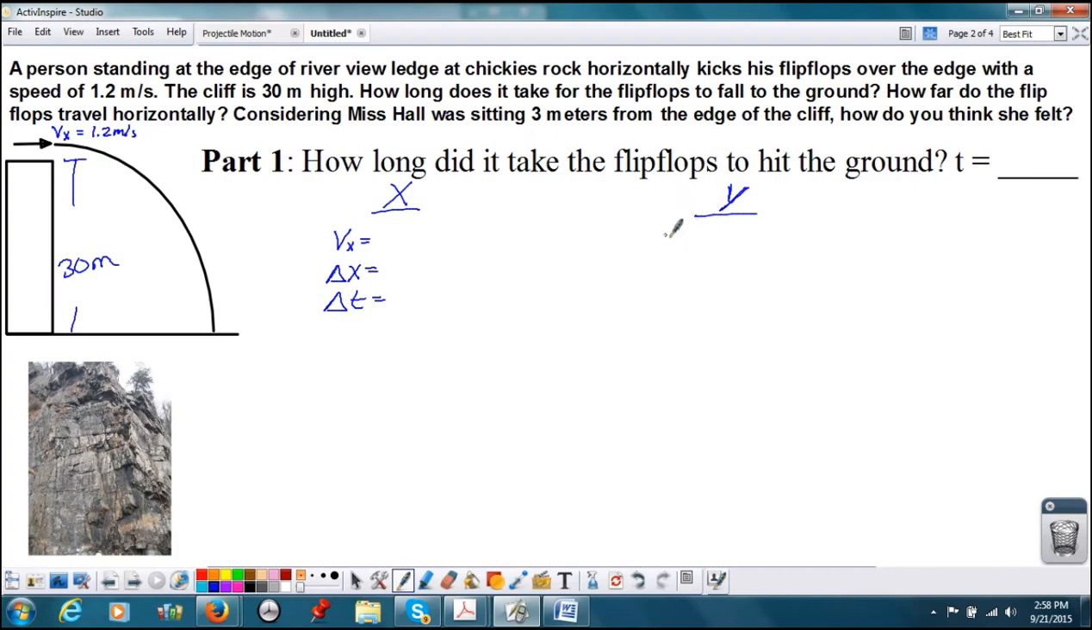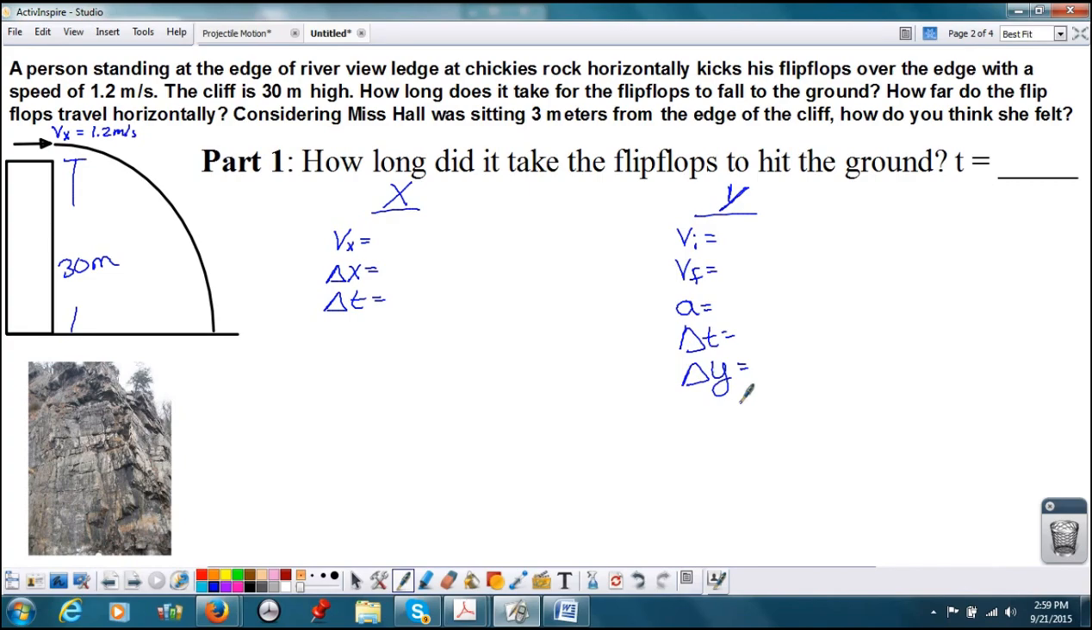Okay? Over here in the y direction, my possible variables that I could have would be an initial velocity in the y direction, a final velocity in the y direction, an acceleration in the y direction, a time in the y direction, and a displacement in the y direction. So these are all the variables that I could have in the y direction. So I want to start filling these in.